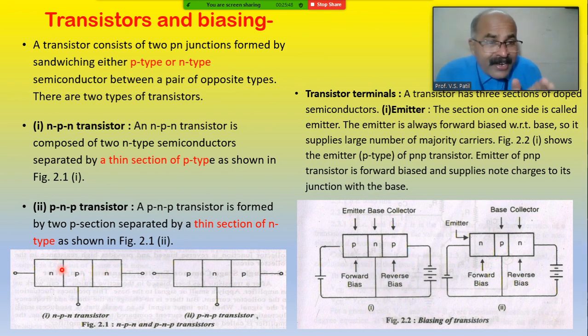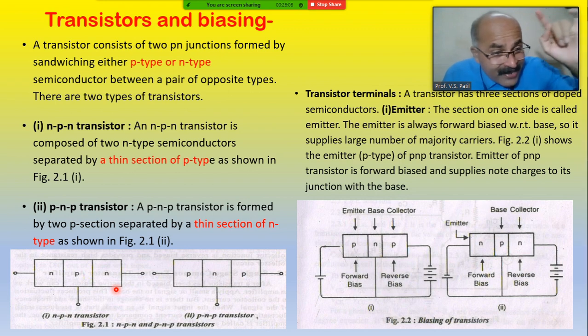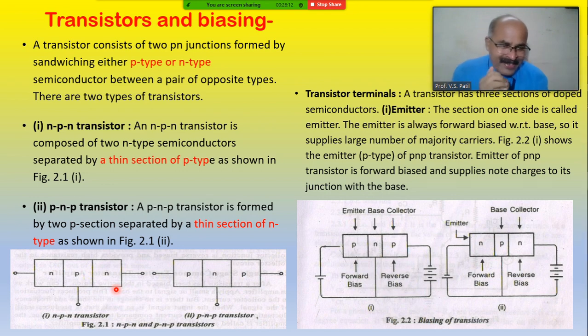The thickness of the emitter is greater than the base, and the thickness of the collector is greater than the emitter. Means the collector is larger in size than the emitter. The emitter is larger in size than the base, but smaller than the collector. The base is very small in size compared to the collector and the emitter. The base is the thinnest of all, the emitter is larger than that, and the collector is larger than the emitter.